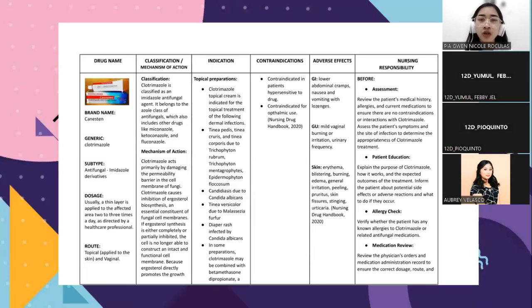So that is all the indications of Canesten drug. Next is the contraindications. When we say contraindication, it is a specific situation in which a drug, procedure, or surgery should not be used because it may be harmful to the person. So bawal siya. So the meaning of contraindication is bawal yung drug na yon sa tao.